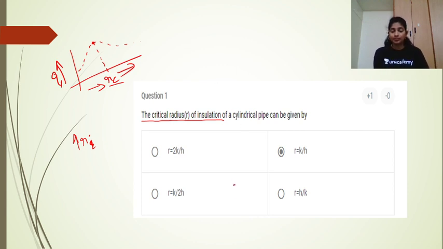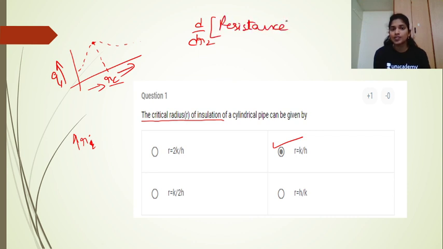The correct answer for this question is R_c = k/h. I will explain how you calculate this. Here we differentiate the resistance of the whole pipe, meaning the resistance to heat transfer after insulating, and set it equal to 0. If you follow this step by step, you will get the answer.